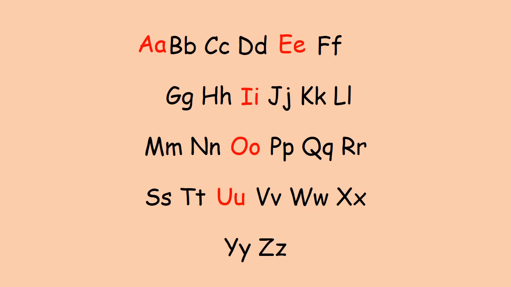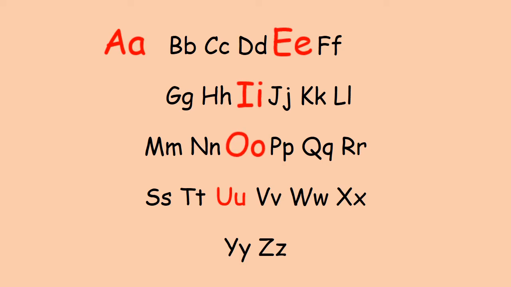This is the English alphabet, the 26 letters with the 5 vowels in red color. A, E, I, O, U. These letters we know as the magic letters in the English language.